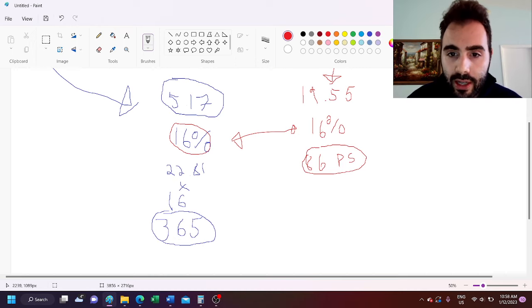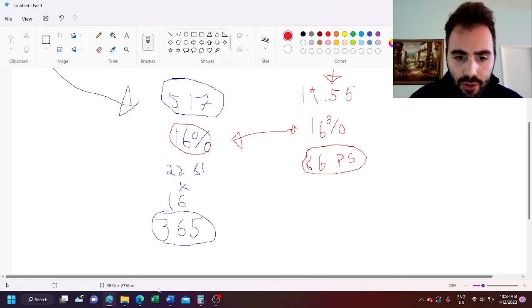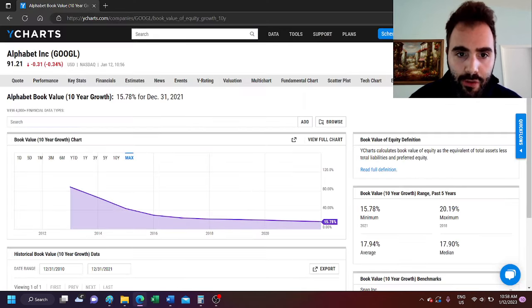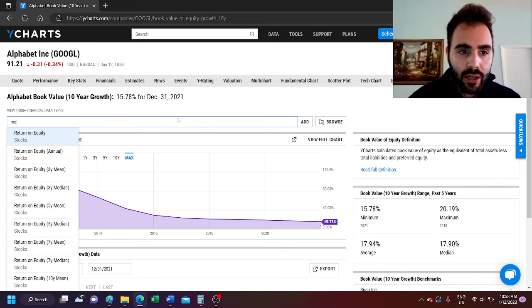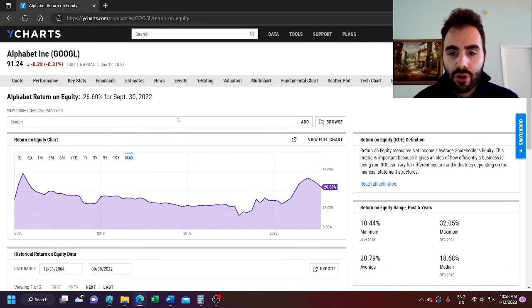We're going to grow it out at 16% per year, which is what Google has grown its book value at over the past 10 years. So we're projecting out 10 years into the future and saying in 10 years' time, Google's book value per share is going to be $86 per share. Now what we're going to look at is what Google has managed to return on its equity over the last, let's say, 5 years on average.